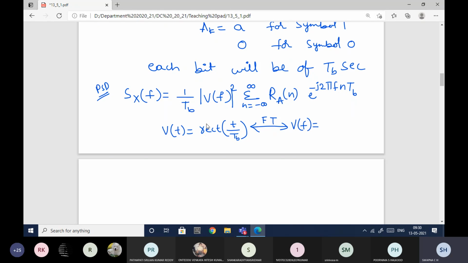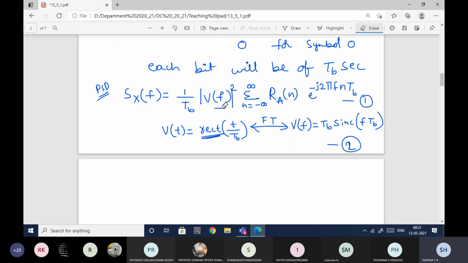V of f will be equal to rect t by TB, so I'll have the amplitude as TB. And the rectangular pulse in the time domain, if I have a rectangular pulse in the frequency domain, would be a sinc function, sinc f TB. This is the V of f. This I'll name as equation 1 and this as equation 2. This equation 2 I can substitute in this V of f.